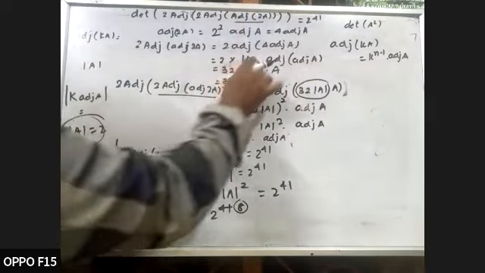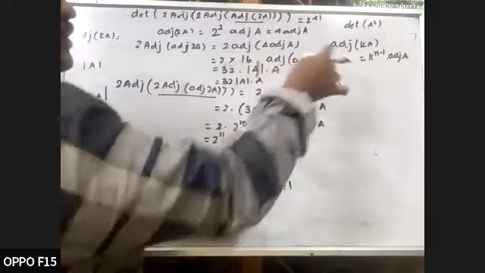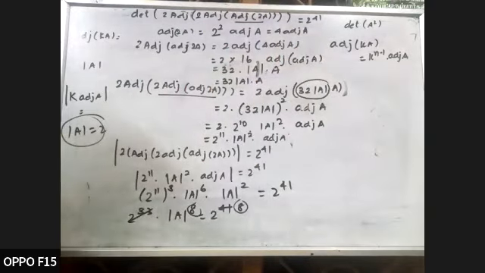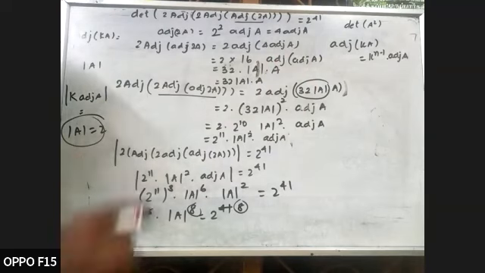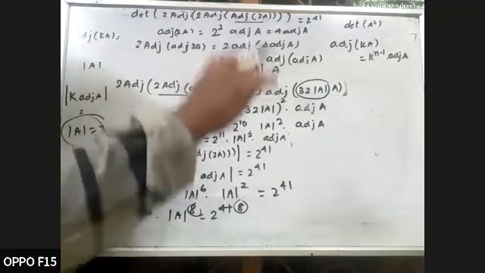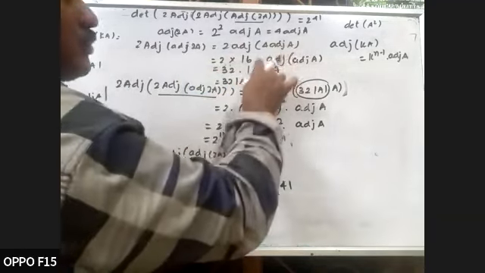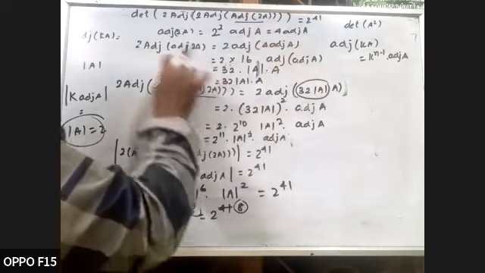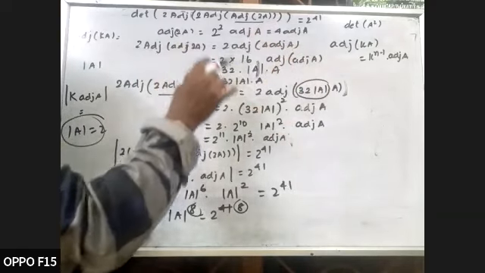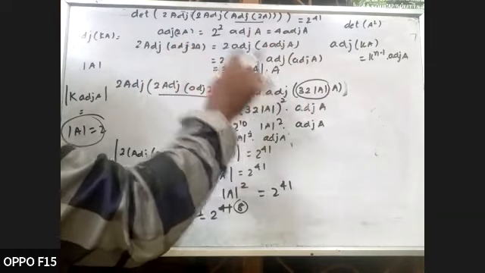Next, 2 into 4 is 16. Adjoint of adjoint of A, what is that? Adjoint of adjoint of A is equal to determinant of A power n minus 2 into A. Here n is 3, 3 minus 2 is 1, into A. So therefore we get 2 into adjoint of 2A equals 32 into determinant of A into A. Sir, how did you find n as 3?